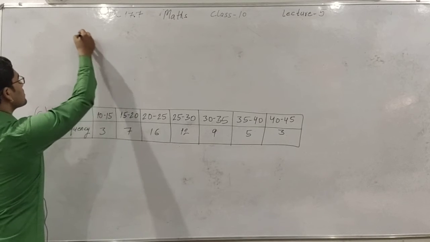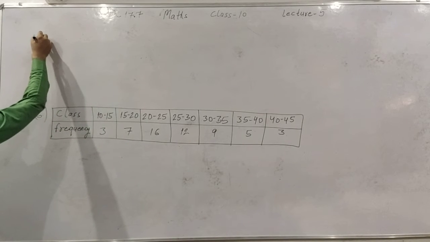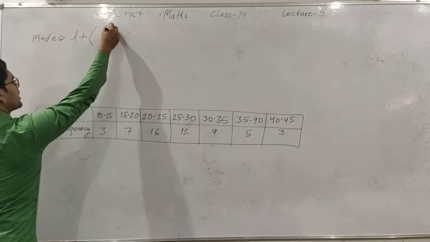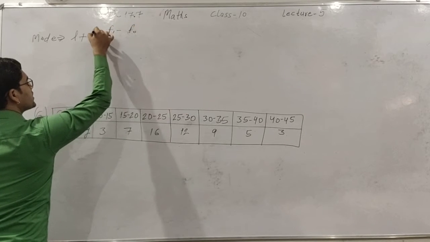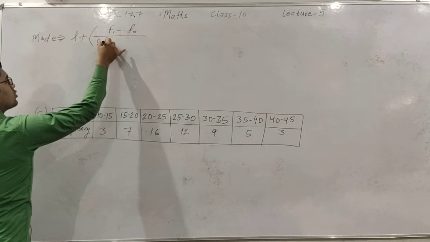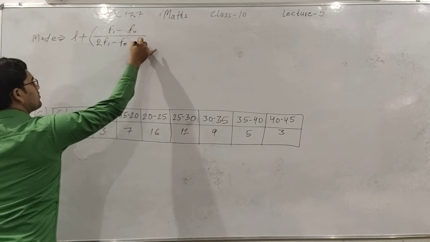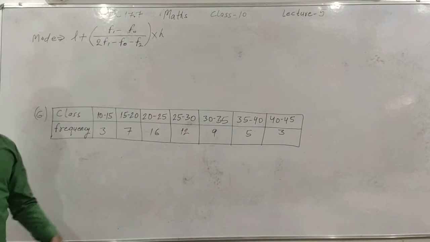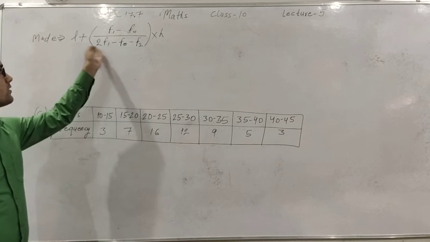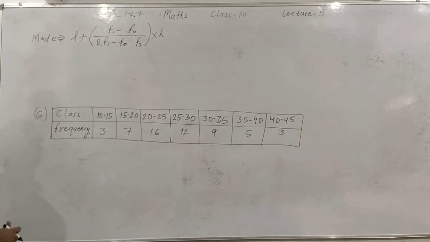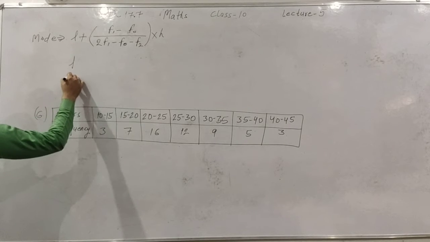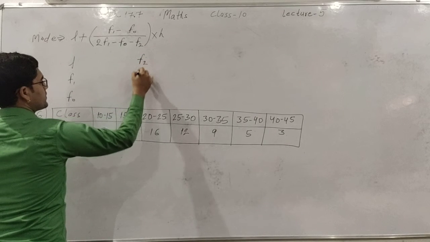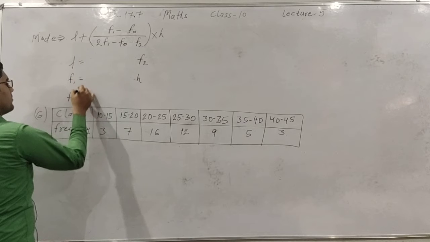Just learn this. The formula for the mode is L plus (F1 minus F0) upon (2F1 minus F0 minus F2) multiplied by H. That's it. This is the formula. Now what are we supposed to do? Put the values of all the variables and then the calculation is remaining. So firstly, L, F1, F0, F2, H.